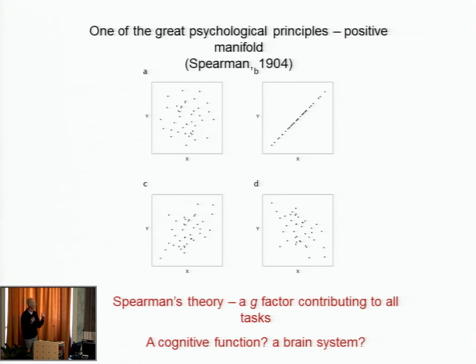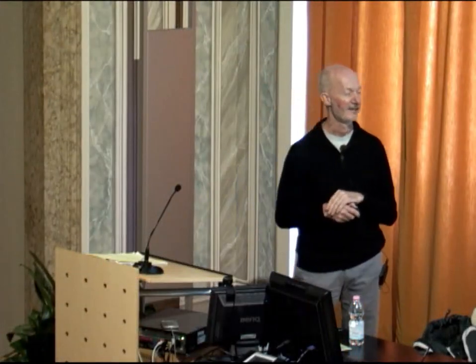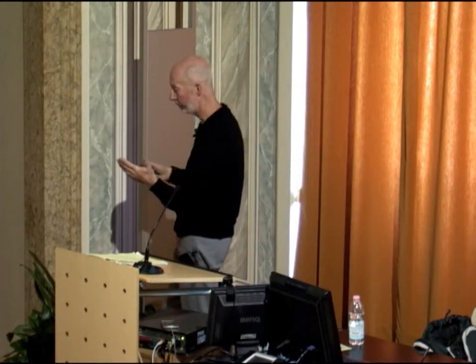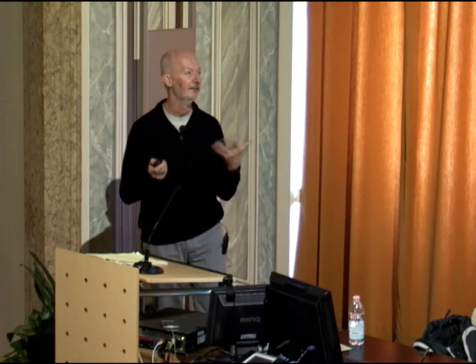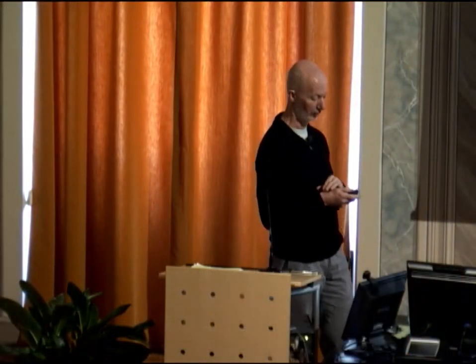It doesn't matter what you're trying, there's this common factor in your mind or brain that at least makes a contribution to being successful. And because he had no idea what it might be, in either brain terms or mind terms, he just called it G for a general factor. And as I say, in modern terms, you might think of G as being some particular cognitive function that's important in all sorts of different activities. Or you might think of it as some particular aspect of brain function that's important in all sorts of different activities. And if there really is something general of that sort, it would at least be a part of the explanation for why positive correlations are always seen.